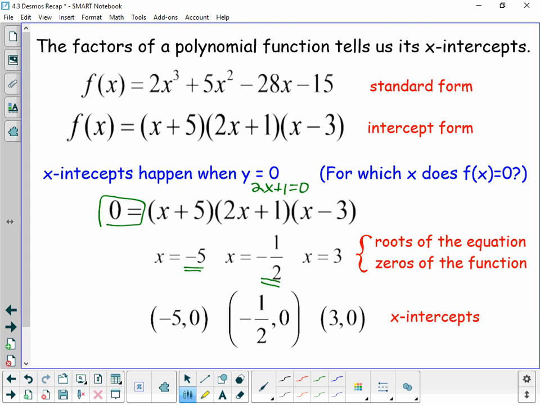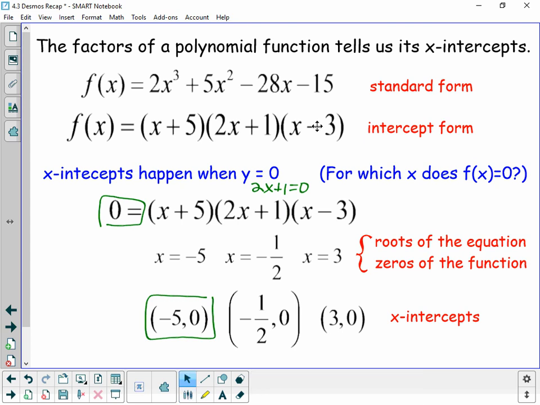So these values for x are sometimes called the roots of the equation, or they sometimes are called the zeros of the function. Each of those corresponds with one of the x-intercepts on the graph of the function. So if we have a 0 at x equals -5, that corresponds to the x-intercept -5, 0. The x value -1/2 as a 0 of the function corresponds to the x-intercept -1/2, 0 as that point on the graph. So factored form really reveals to us what the x-intercepts of the function will be.